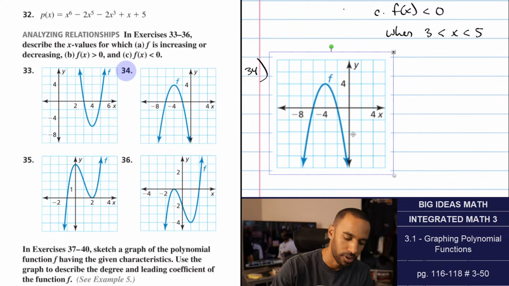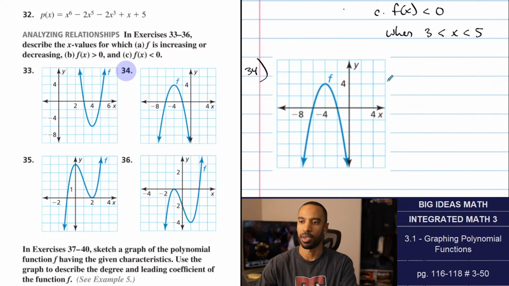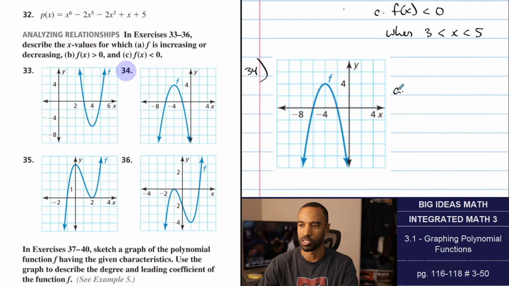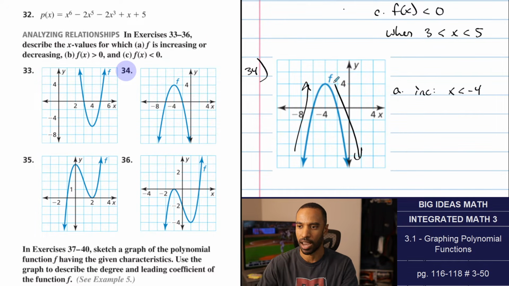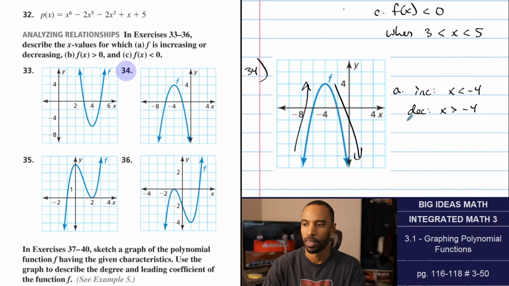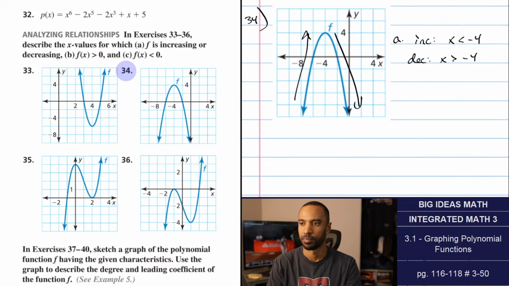On number 34, this time for part A, we are now increasing up until x is -4. So from the left of -4, we have the increase. We increase when x is less than -4. We're decreasing after x equals -4. So decrease when x is greater than -4. That's part A.